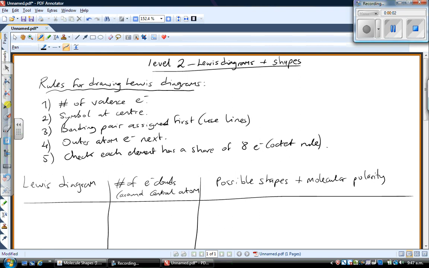Okay, so this is the first of two videos which I'm going to generate to explain how to use Lewis diagrams to determine the shape of a molecule. The rules that I follow for drawing Lewis diagrams are as follows.